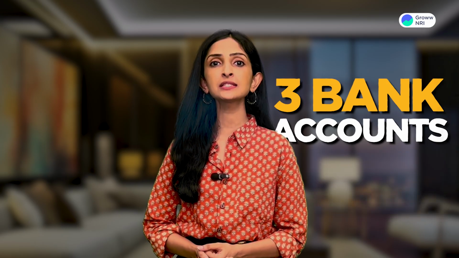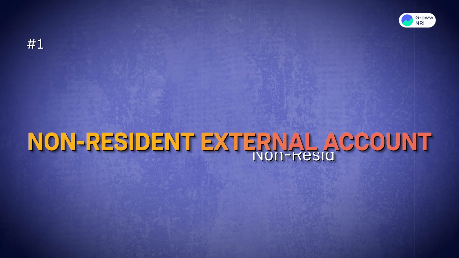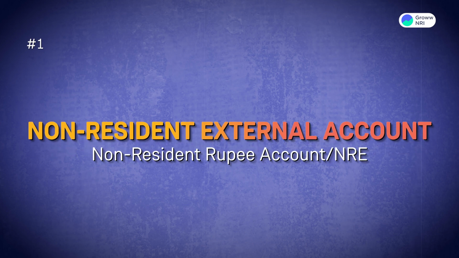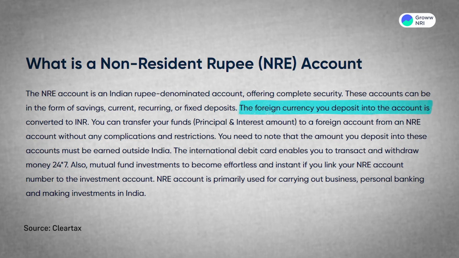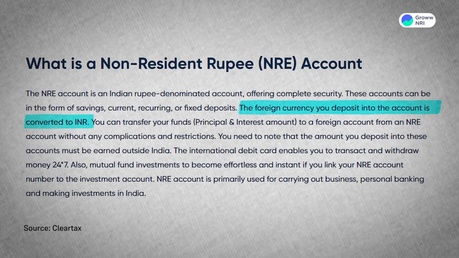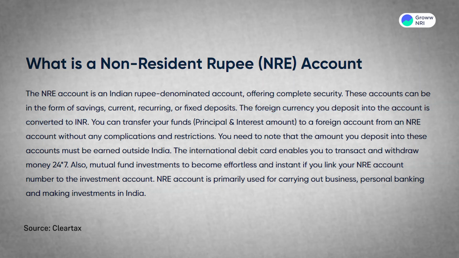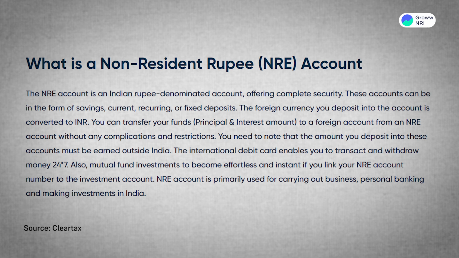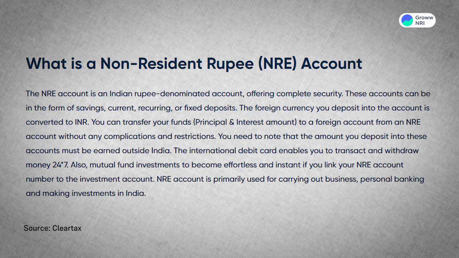As an NRI, you can have FDs in three bank accounts. First is the non-resident external account or non-resident rupee account or NRE. In NRE accounts, you deposit your money in foreign currency, which is converted to Indian rupee. You earn the interest in INR denomination and the returns are tax-free.